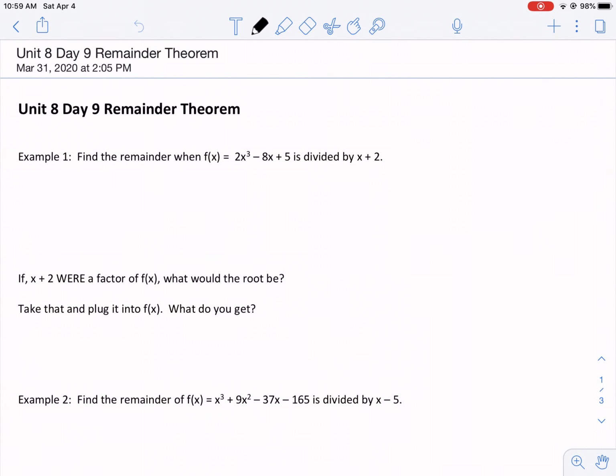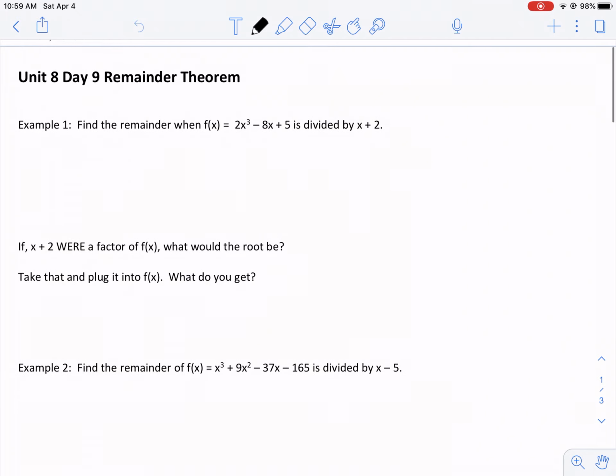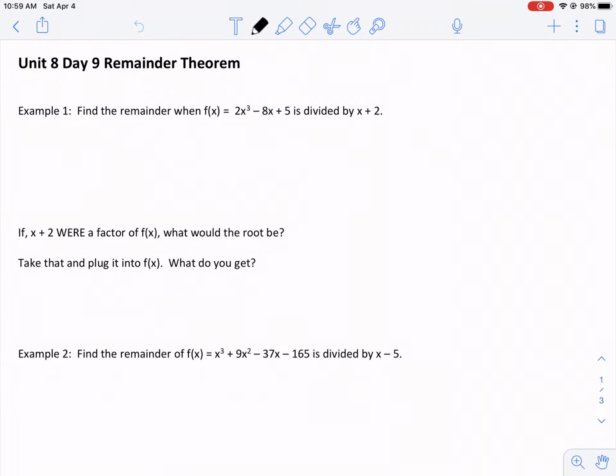Alright, this is Algebra 2, Unit 8, Day 9. I chose to skip Day 8 with extra material that's not required for the Regents exam, so it is something that you will learn from Mr. Kenyon in pre-calculus if you move on to that course. So today is the last of the new stuff for this unit, and it is referred to as the remainder theorem. So example 1 says find the remainder when you divide that function by x plus 2.